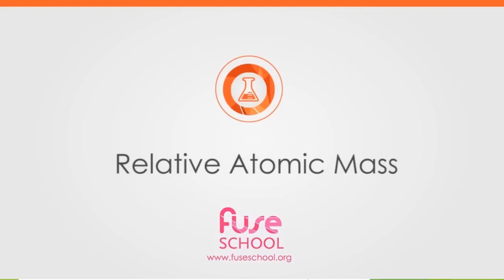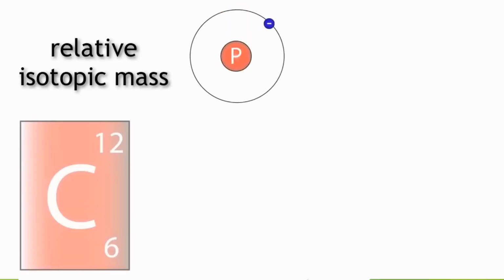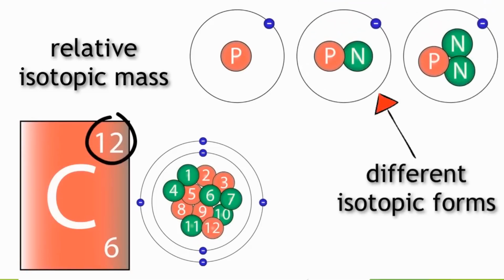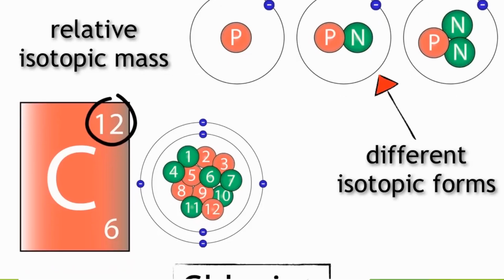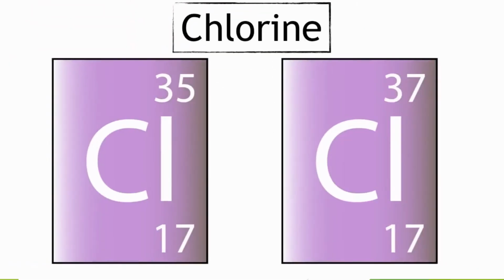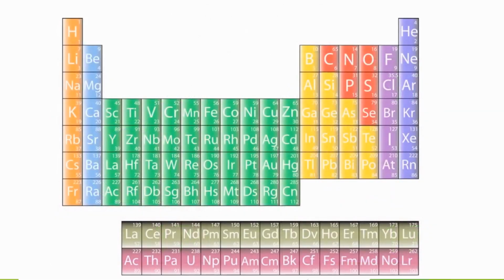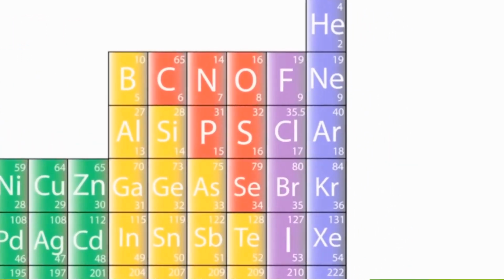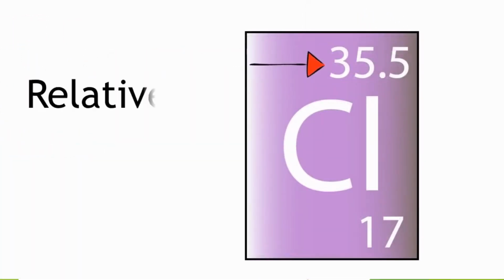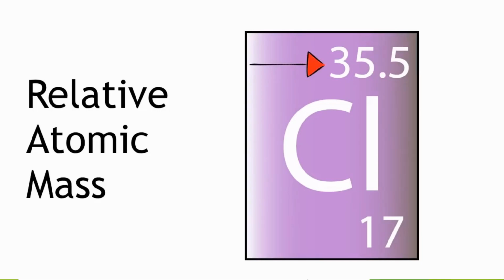The relative isotopic mass is the mass of an element in relation to carbon-12. The reason that this is the isotopic mass is because some elements have different isotopic forms. For example, chlorine can be found as chlorine 35 and chlorine 37. The isotopic mass is not the mass number which appears on the periodic table. The number seen on the periodic table is the relative atomic mass, or the Ar.